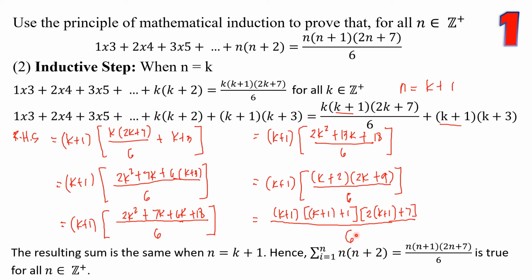Hence, the summation of n times n plus 2 from 1 to n is equal to n times n plus 1 times 2n plus 7 all over 6, and this is true for all n element of the positive integers.